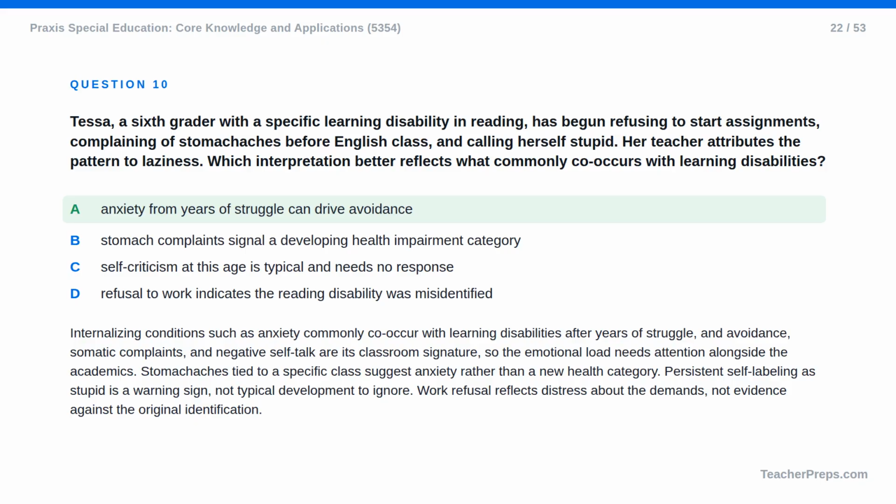Stomachaches tied to a specific class suggest anxiety rather than a new health category. Persistent self-labeling as stupid is a warning sign, not typical development to ignore. Work refusal reflects distress about the demands, not evidence against the original identification.